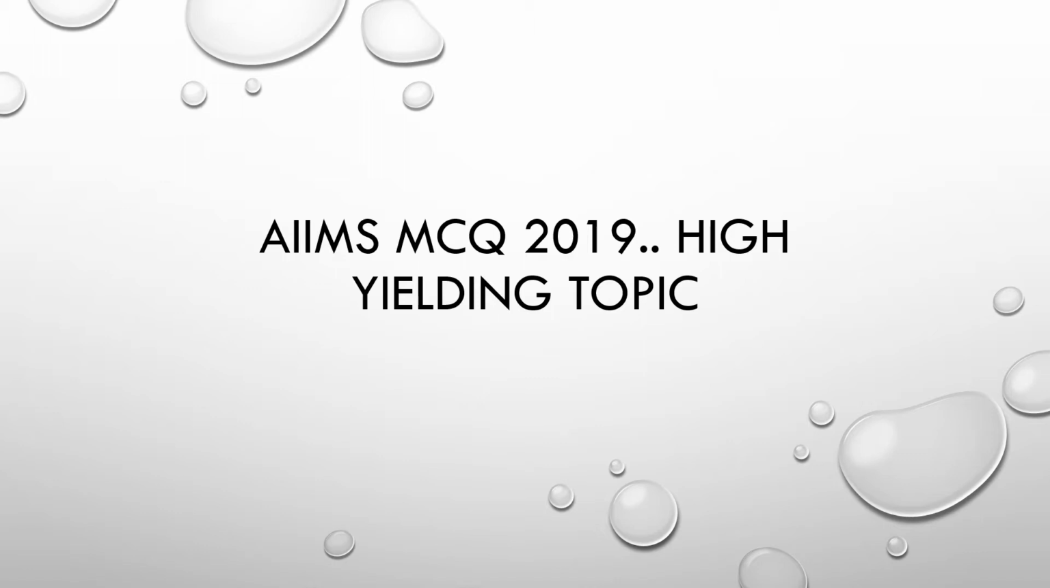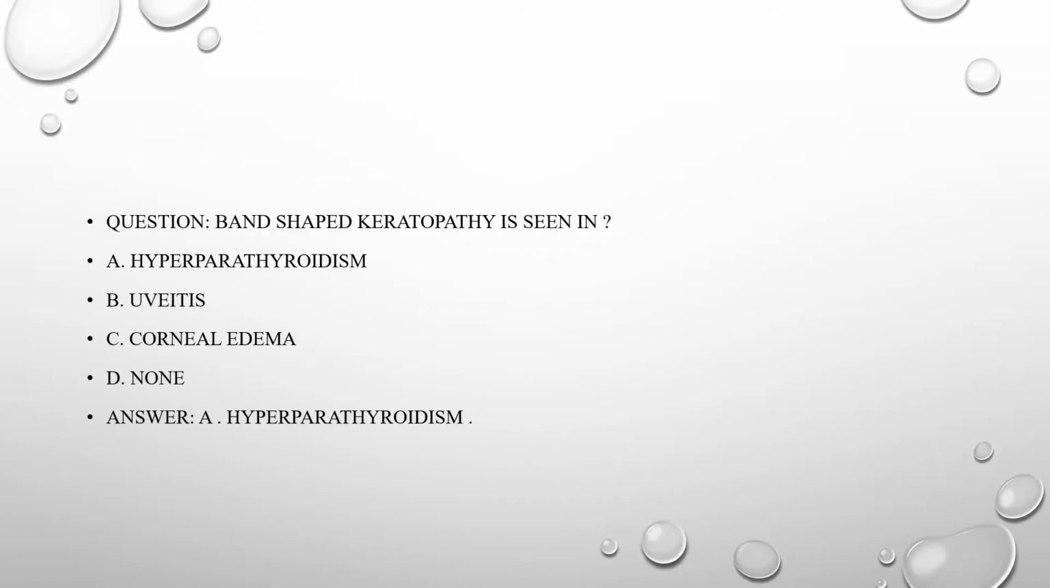Today we'll be discussing another multiple choice question that was asked in the AIIMS 2019 PG entrance examination. The question was: band-shaped keratopathy is seen in what condition? The options were hyperparathyroidism, uveitis, corneal edema, or none. The answer was hyperparathyroidism.